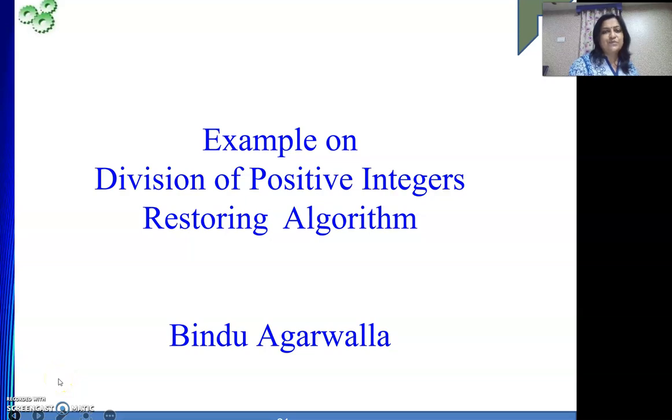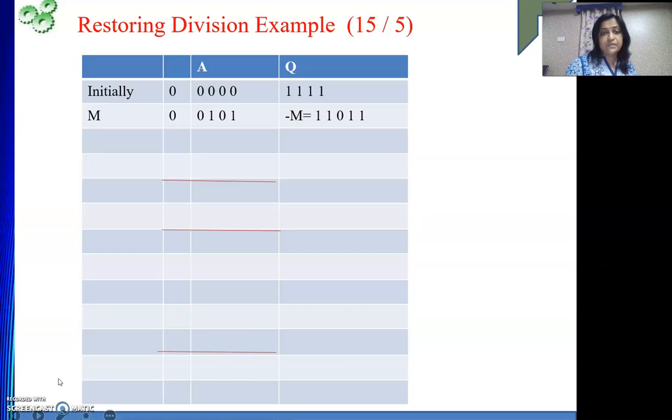Hello friends. So here we will continue in this video with the example of restoring division algorithm. Last video we have seen how the algo works. So here we'll go with one example. Let's say we want to perform the division of 15 by 5. Two integers are there. One is 15, another is 5. 15 is my dividend, 5 is my divisor.